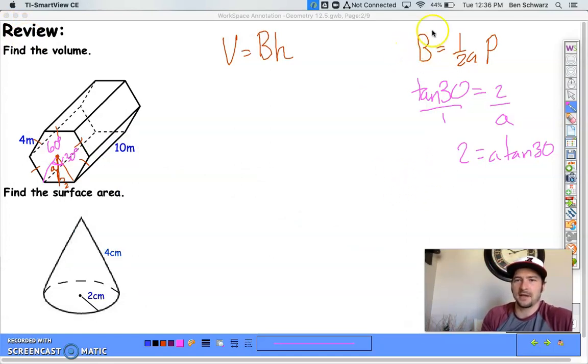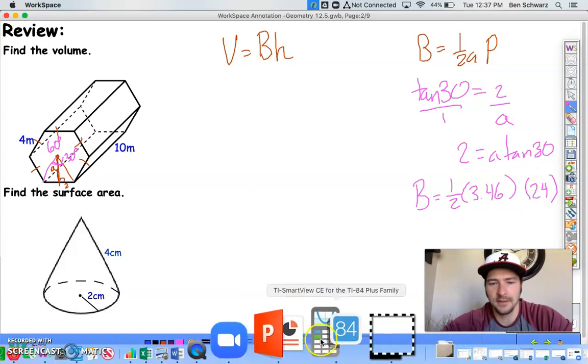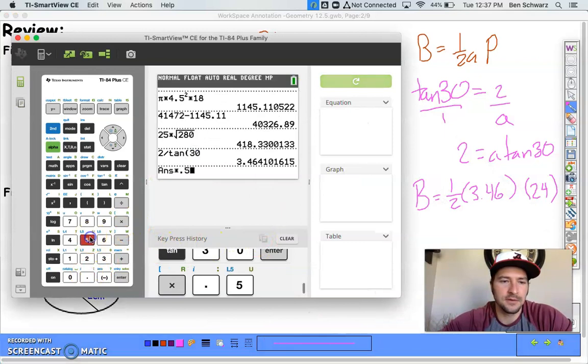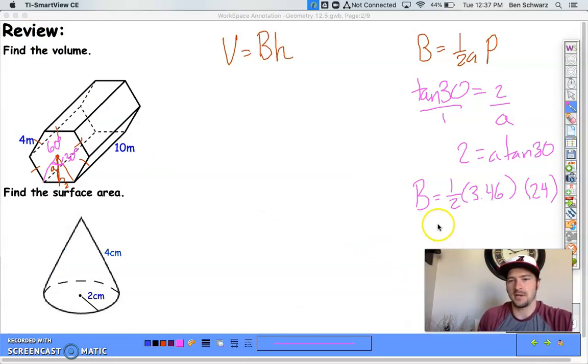So when we go back to find the area of the base, it's 1/2 times the apothem, which you just found, 3.46, and then times the perimeter of the base, so 4 by 6 is 24. So multiply the 3.46 times 0.5 times 24, or just times 12 would work too. So the area of the base is going to be 41.57. So B equals 41.57.